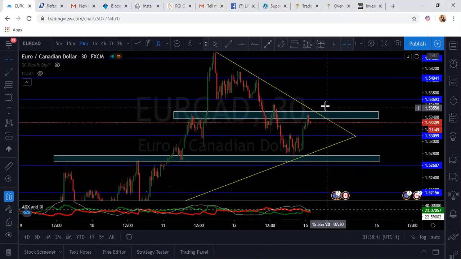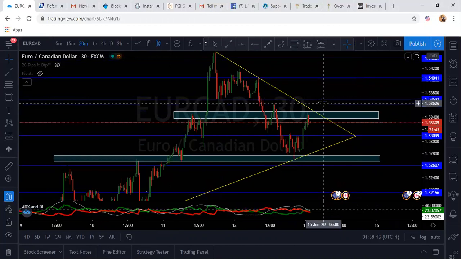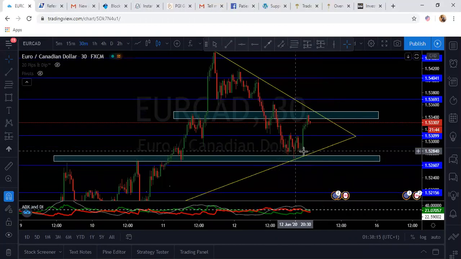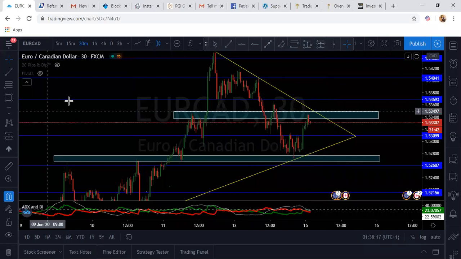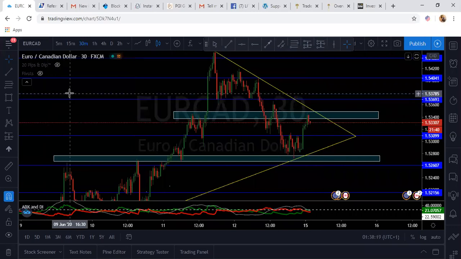So whenever price gets to my 4-hour, I know there's always going to be a reaction in that zone. It bounces back. Very, very simple. Keep it simple, guys. Do not complicate your analysis. Just keep it stupid simple.